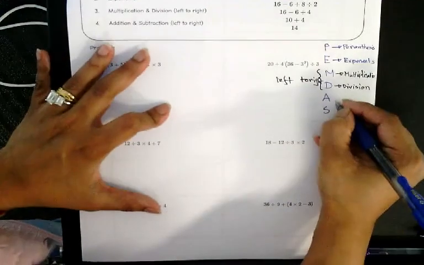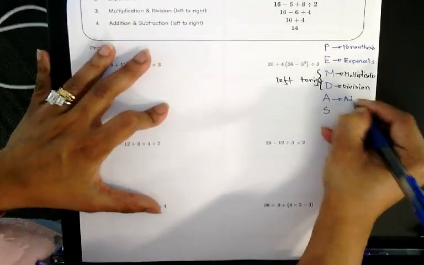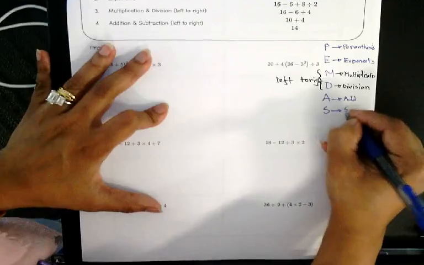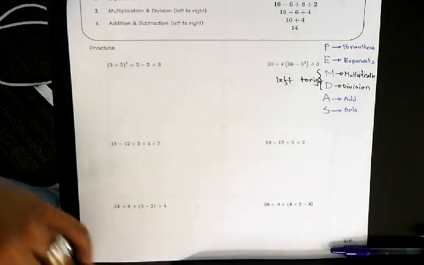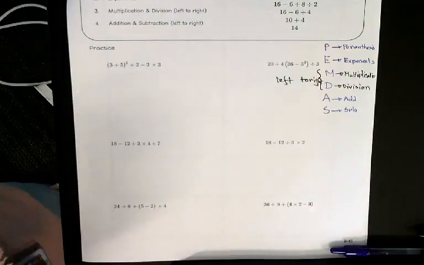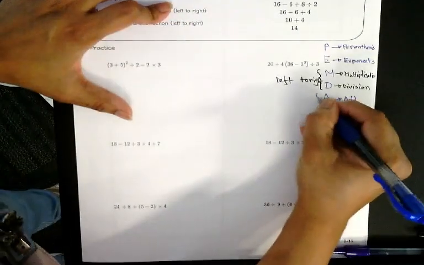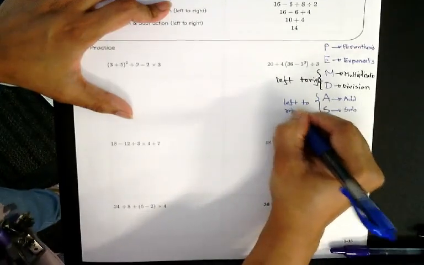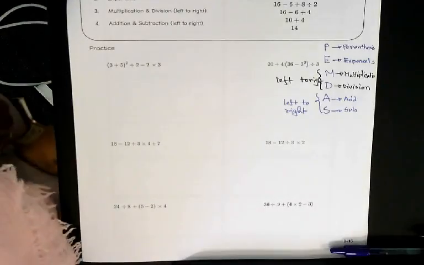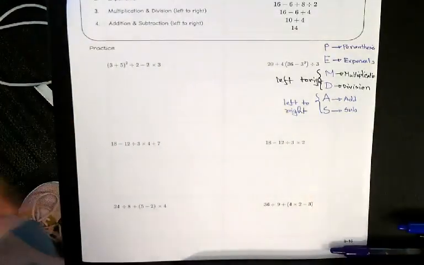Then comes addition, subtraction. Add and subtract. It's the same thing again. They're going to go together from left towards the right. Are we good? All right, great. Let's see how it works.